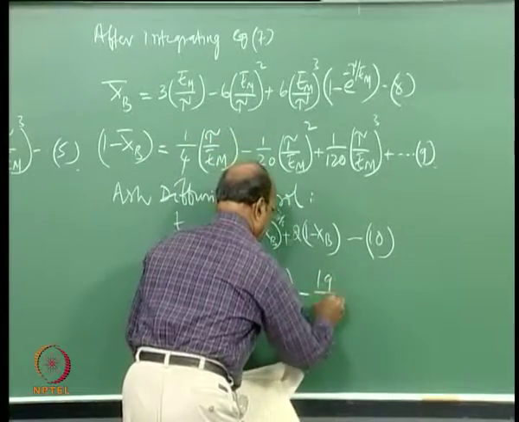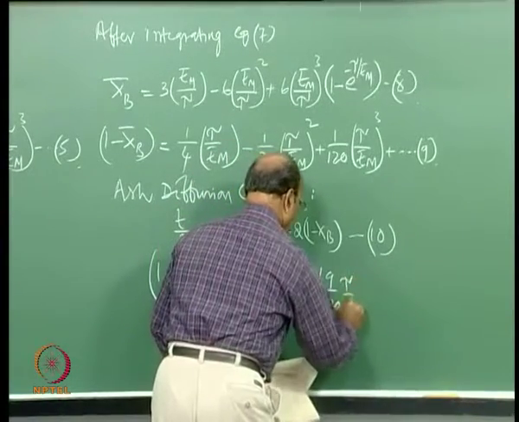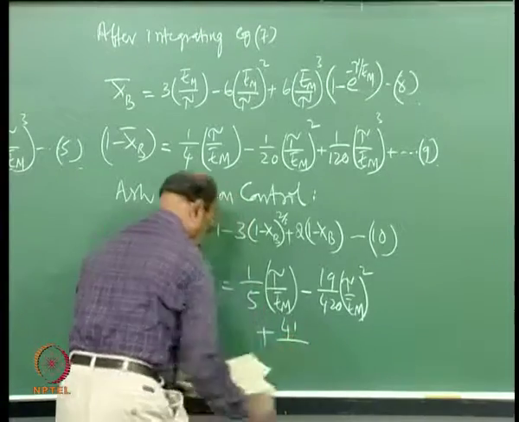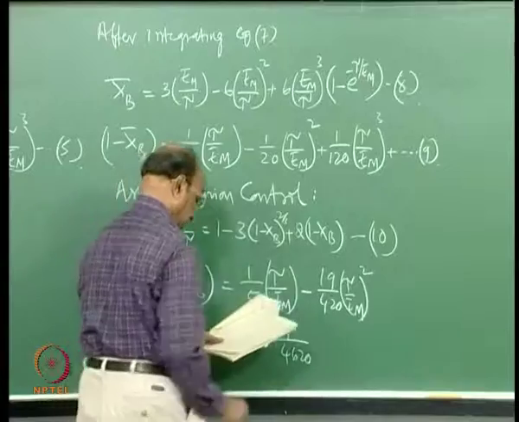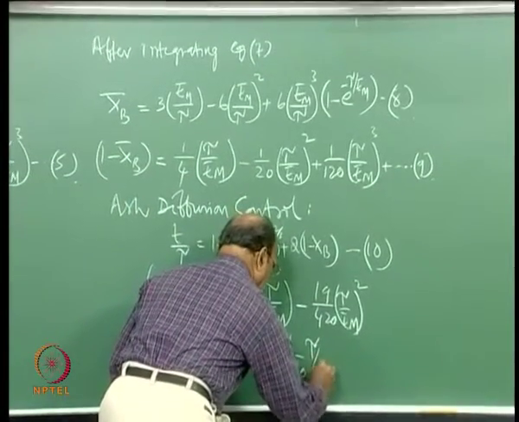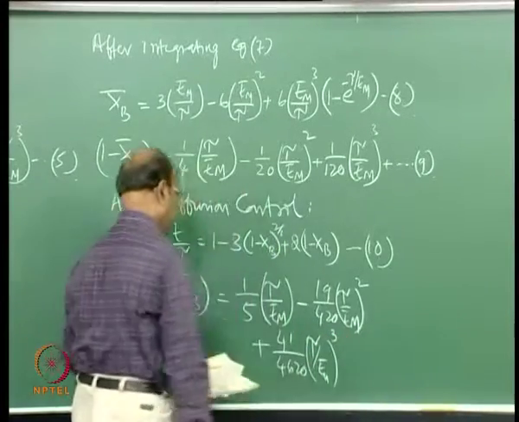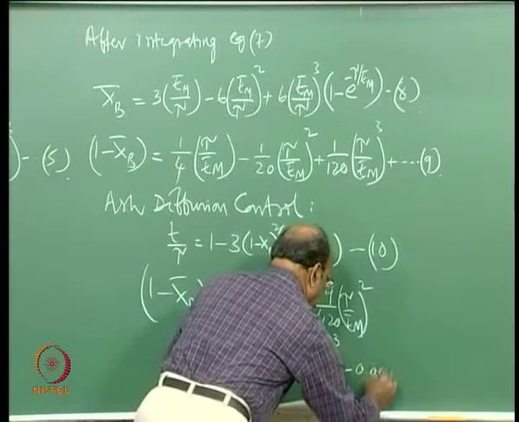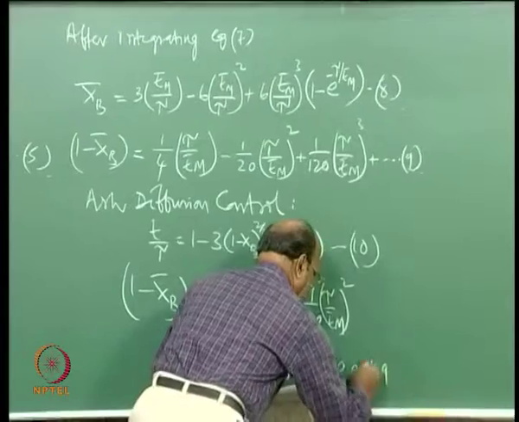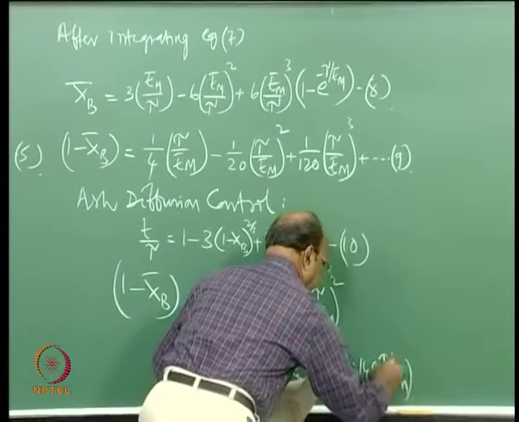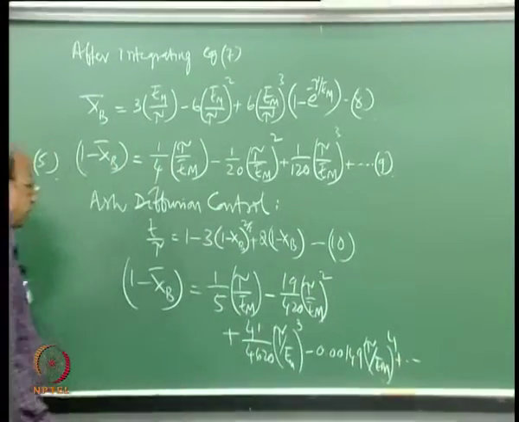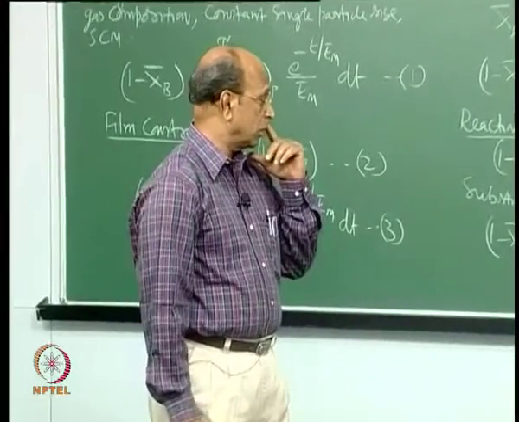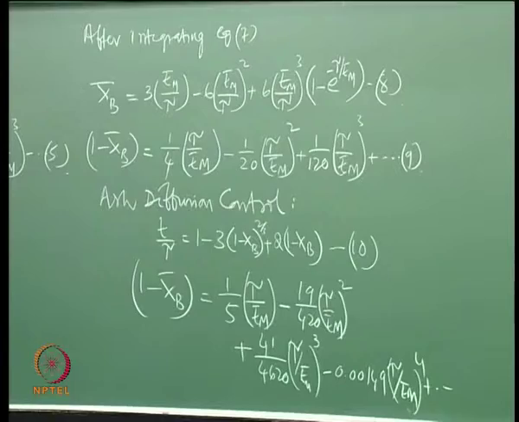19 by 420 tau by t bar m whole square, not cross that. Plus I will write here 41 by 4620 tau by t bar m whole cubed, that is plus. Then we also have another term minus 0.00149 tau by t bar m to the power of, still some more. Able to see that one difficult? This is equation number 11.